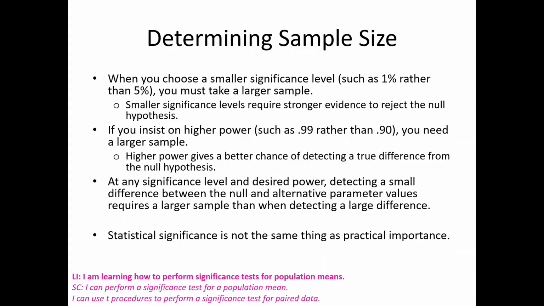If you insist on high power, such as 0.99 rather than just 0.9, so a higher power, you also need a larger sample. Higher power gives a better chance of detecting a true difference from the null hypothesis. And then at any significance level and desired power, detecting a small difference between the null and alternative values requires a larger sample size. So basically, larger sample size is pretty much always our go-to.